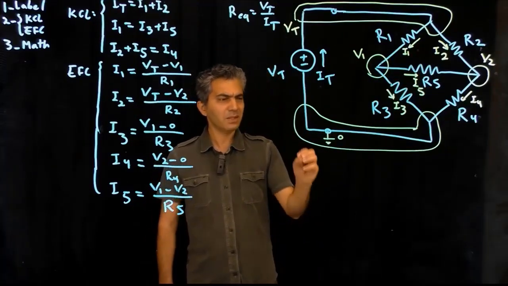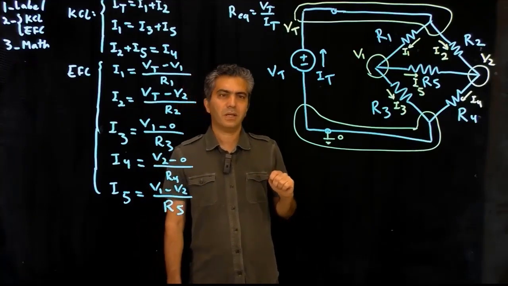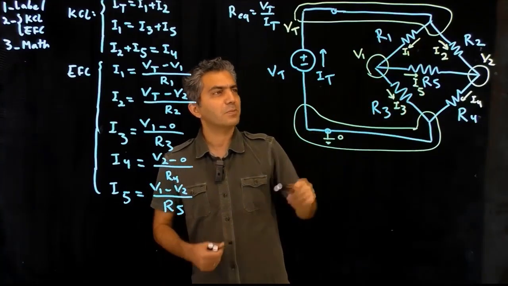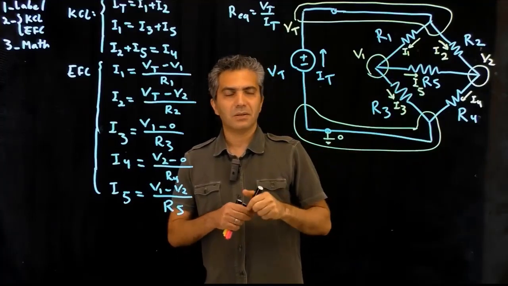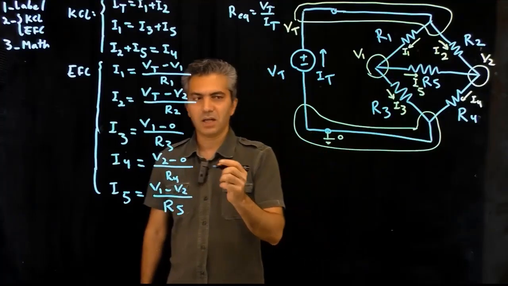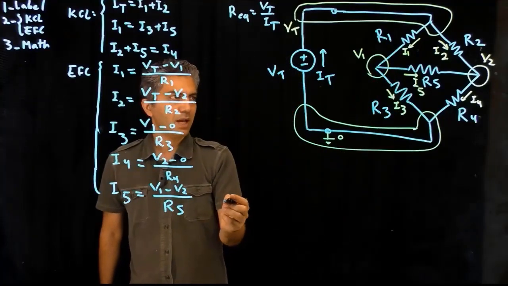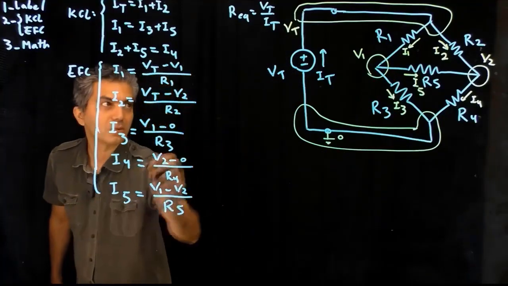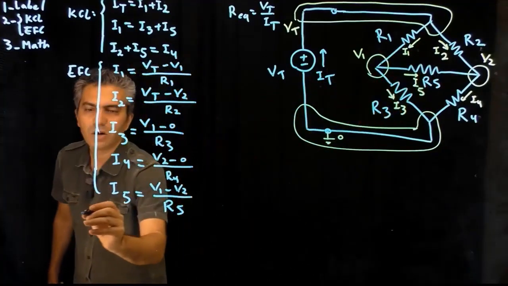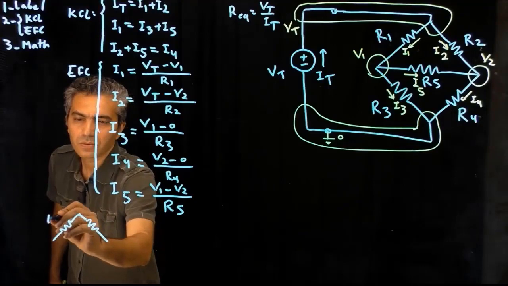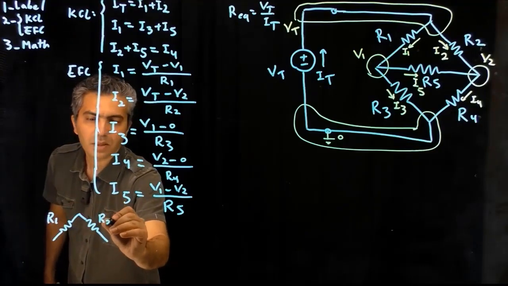Now, there's this other way of doing the simplification here, and that's when you take a different kind of combination of resistors, and I'm going to draw that somewhere here. So take those three, R1, R2, and R5.